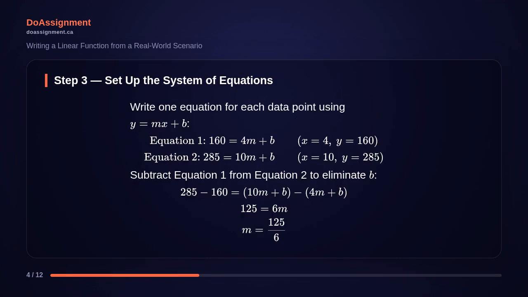We write one equation for each data point. Equation 1, 160 equals 4m plus b. Equation 2, 285 equals 10m plus b. We subtract equation 1 from equation 2 to eliminate b. The left side gives 285 minus 160 equals 125. The right side gives 10m minus 4m equals 6m. So 125 equals 6m, which means m equals 125 over 6.